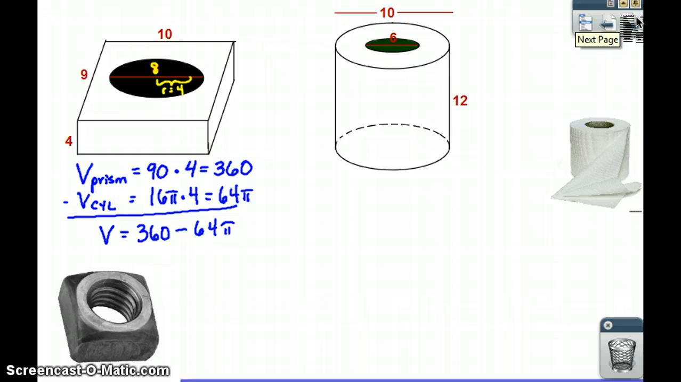The next volume that I'm talking about is the volume of this thing that looks kind of like a toilet paper roll. So I've got a large cylinder, I've got a small cylinder, and I want to find the volume that's left when we take the small cylinder away. So once again, this is a subtraction problem. The volume of the big cylinder and the volume of the small cylinder.